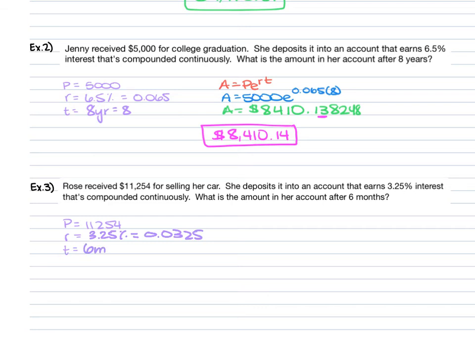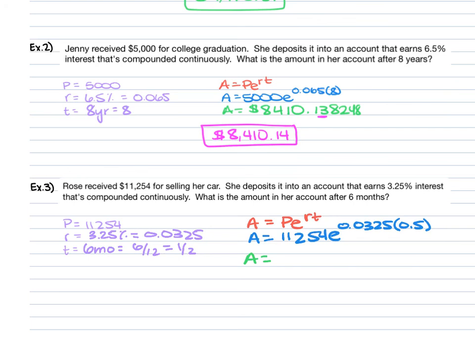So our time is 6 months, which is how much of a year? Well, 6 out of 12 is half a year. So you can use either 1/2 or you can use the 0.5. For calculator purposes, you probably want to use the 0.5. So we are going to use that A is equal to P times E to the power of R times T. Our P is 11,254 times E to the power of 0.0325 times 0.5. So we plug this in our calculator.